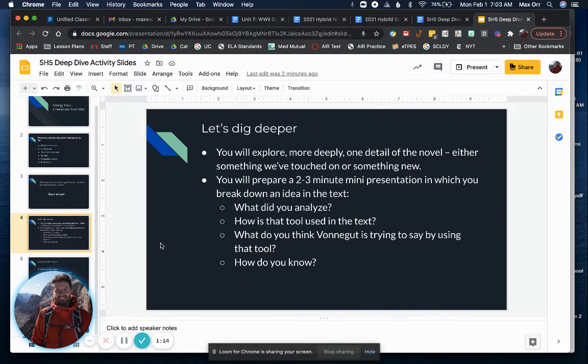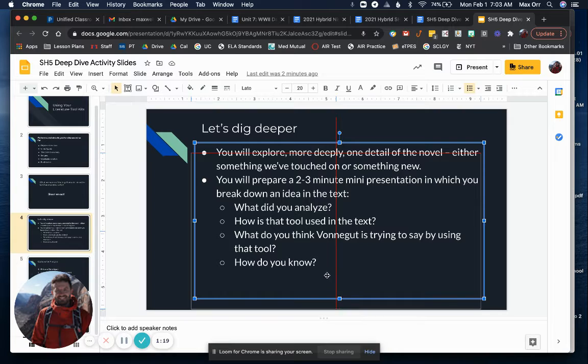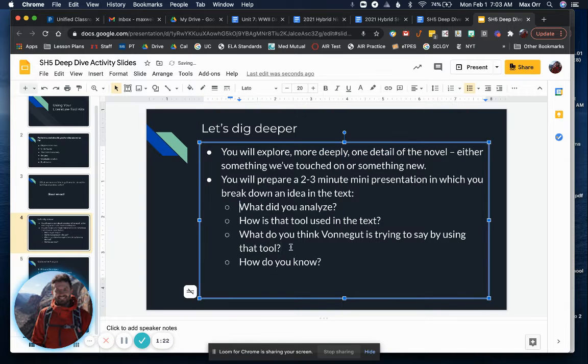These are the things that I want you to make sure that you're talking about. You need to make it clear, what did you analyze in the text? How is that tool used? What you think Vonnegut is trying to say by using that tool, and how you know. So use the skills I know you already have of using textual evidence to support your answer, and make sure that you're talking clearly about what the big thematic takeaways are and how Vonnegut is accomplishing them.